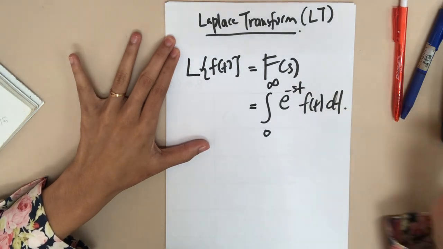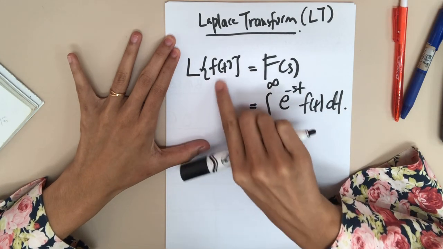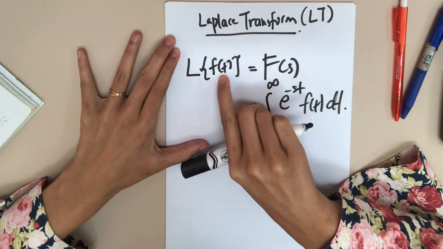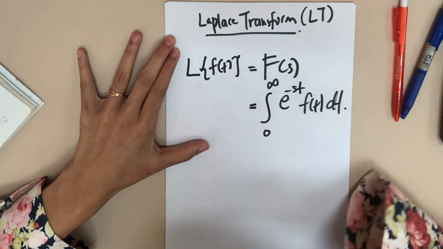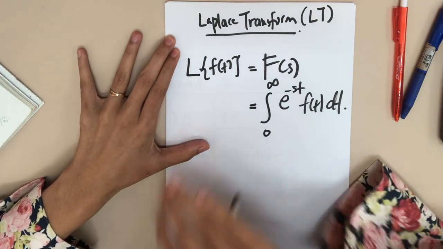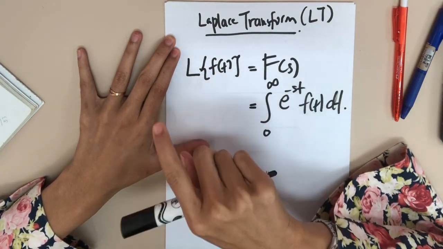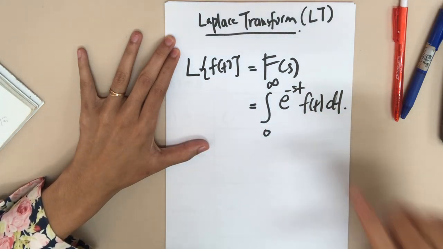Okay, so this is how we find the Laplace transform for a certain function. The function here can change, it depends on the equation. Maybe sin t, cos t, t square, t cube, exponential, okay? It depends. But this is how we write it, this is the definition of the Laplace transform.